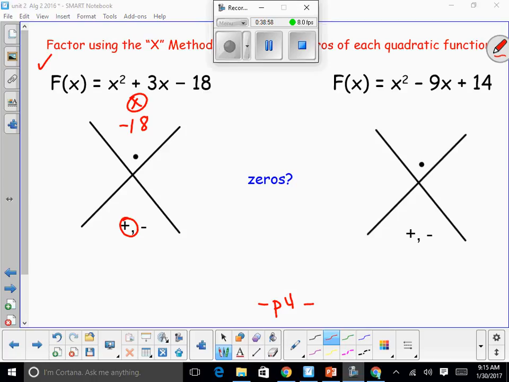Let's see here. So the 18 is on top, the plus 3 is on the bottom. I'll ask the question out loud. What are two numbers that when I multiply them, I'll get an 18, but when I add them, I'll get a 3? Now, the 6 and 3 part is important, just for those who maybe think, oh, I've never been good with positive and negative. You can forget that. Okay. But in terms of just the multiplying, that part will stay the same.